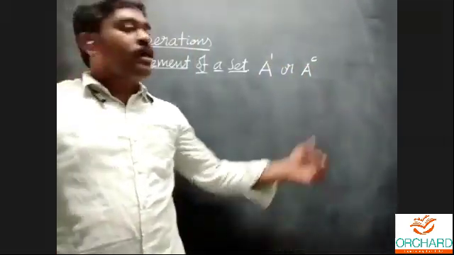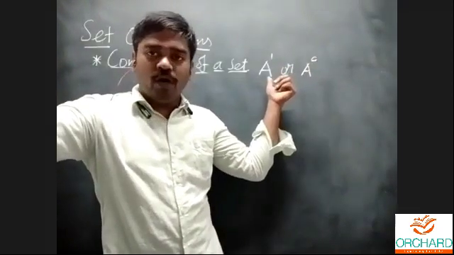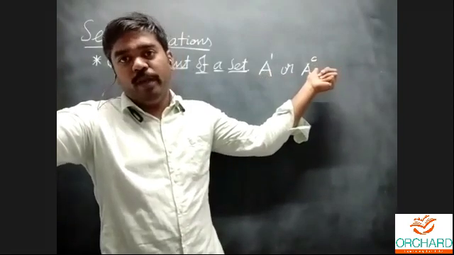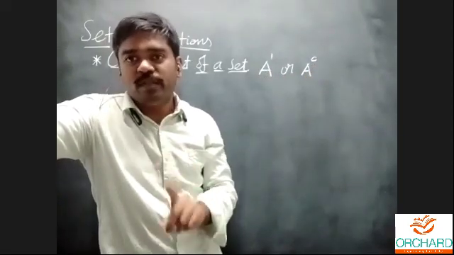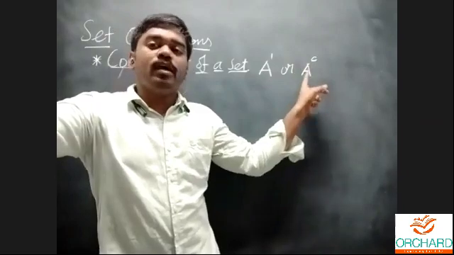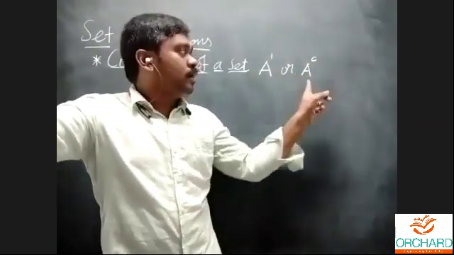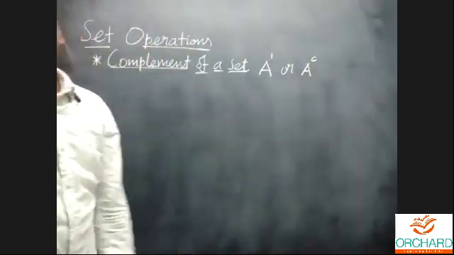What is the notation? This is called A complement. How to read? That is A dash or A complement. Don't read it as A power C. You can call it A complement or A dash. This is only the complement of a set.